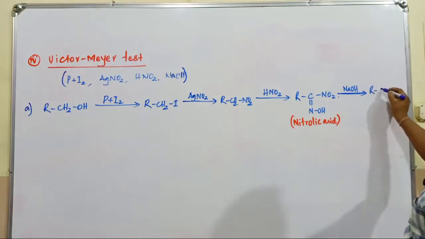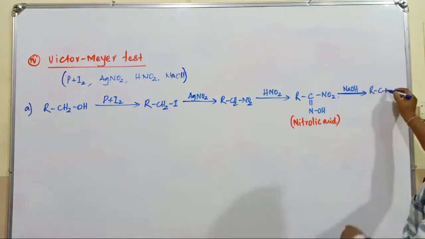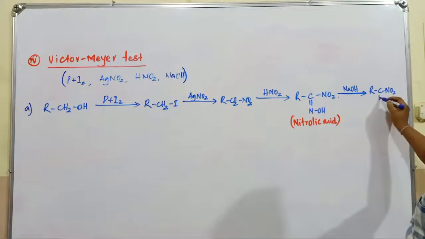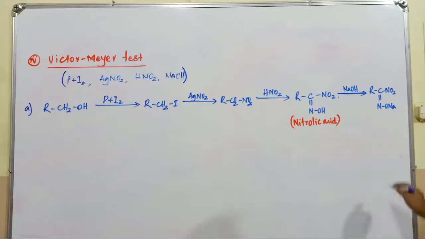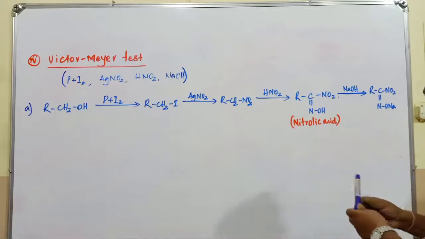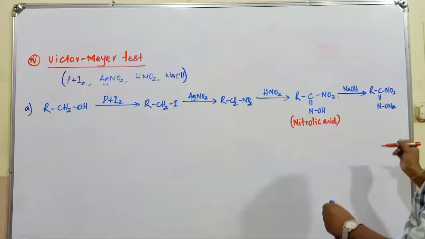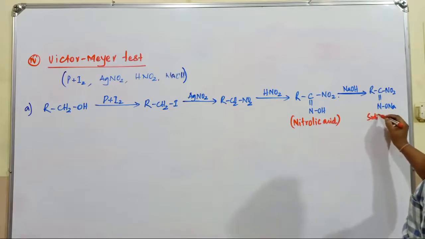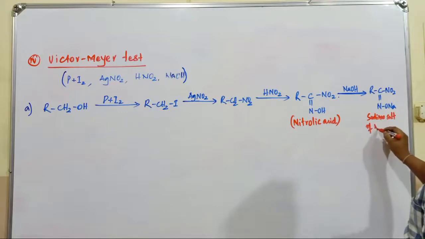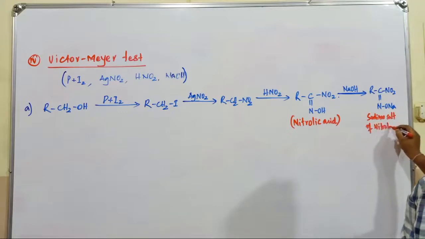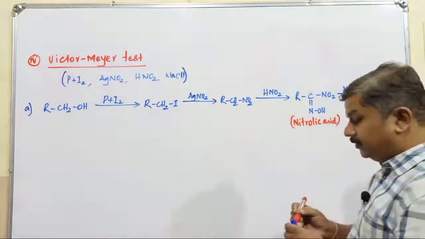It is converted into RC(NO2)=NONa, the sodium salt of nitrolic acid. This is the sodium salt of nitrolic acid. This compound is produced here.